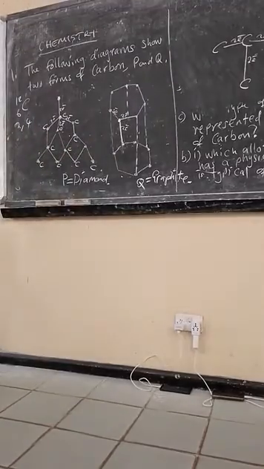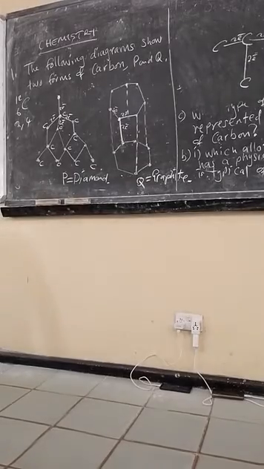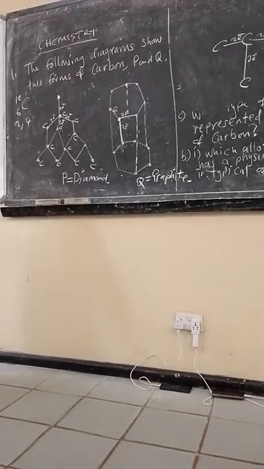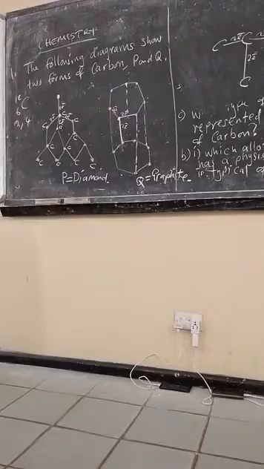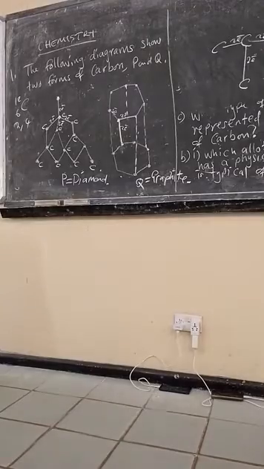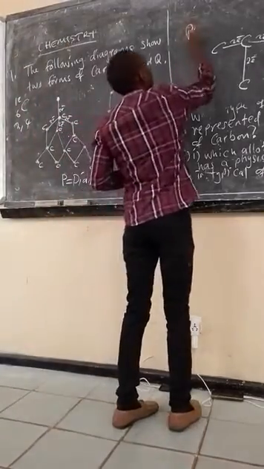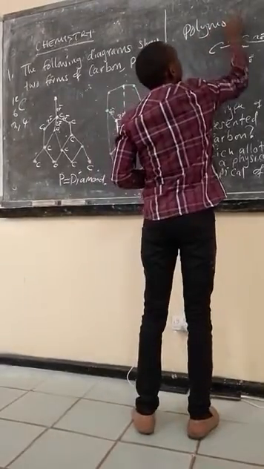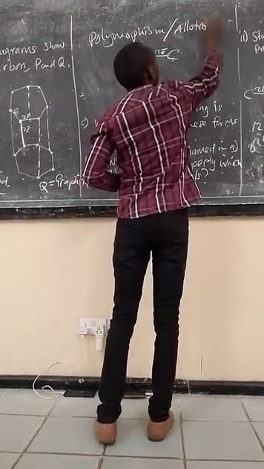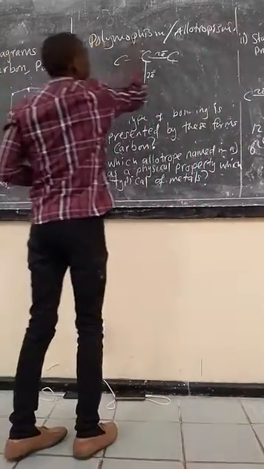Now, in summary, an element which has two or more forms without changing the physical state, that element exhibits what we call polymorphism or allotropism. Okay? Polymorphism or allotropism.